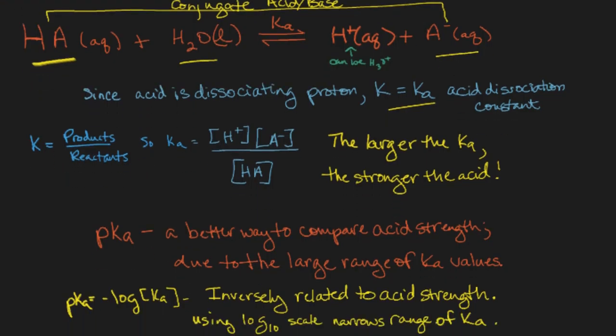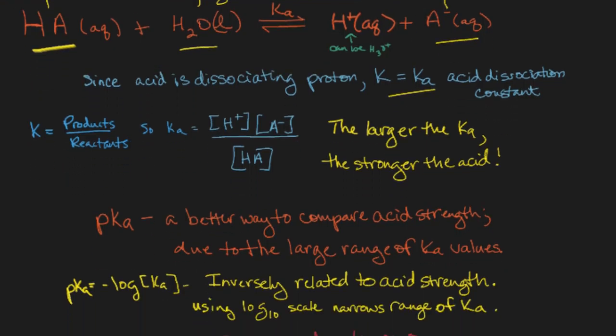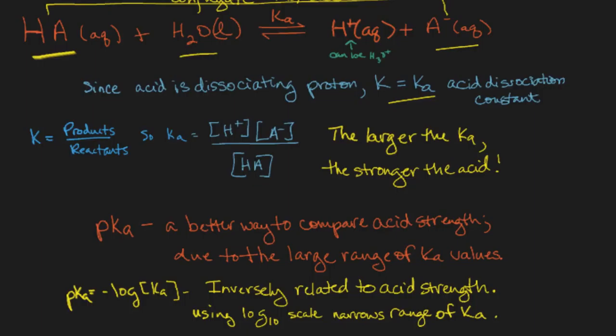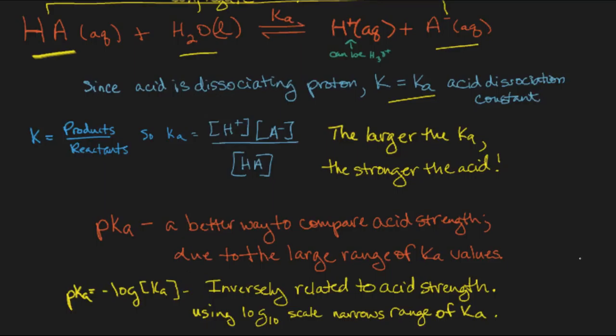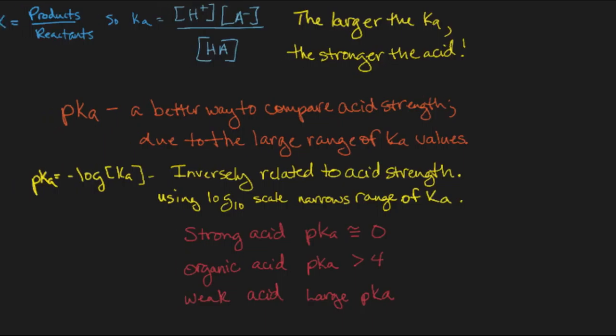Now, because the range of Ka is so wide and varied, you can have really weak acids with 10 to the negative 40 Ka values, and stronger acids that have values of 10 to the negative 3 approximately. So in order to narrow the range, we can use a logarithmic scale, logarithm base 10. And what that allows us to do is compare acid strength on a much more condensed scale.